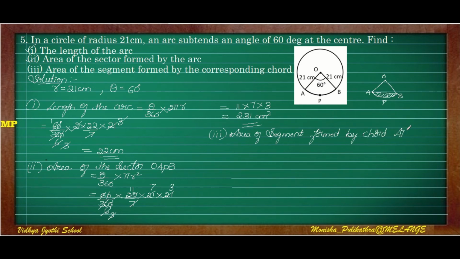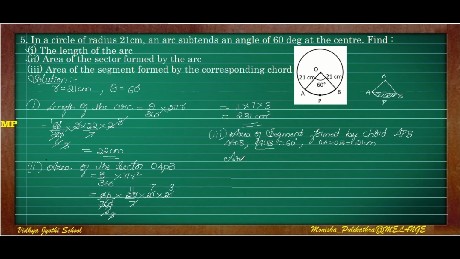That will be APB. Okay. So we know that it is an equilateral triangle. Why? Because the angle is 60 degrees. In triangle AOB, this angle AOB is equal to 60 degrees. Equilateral triangle means all sides will be equal. So OA is also equal to OB, which is equal to 21 centimeter, which is already given in the diagram.